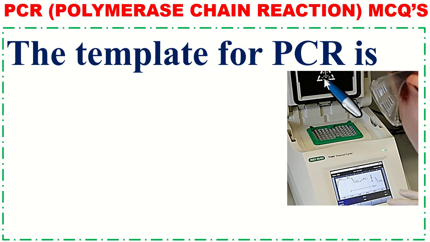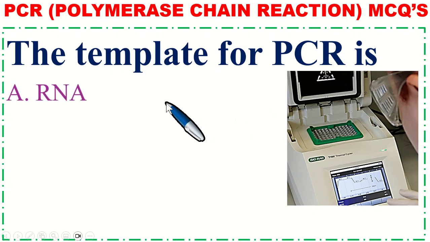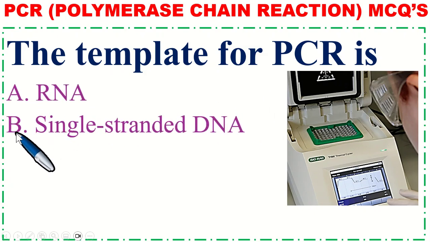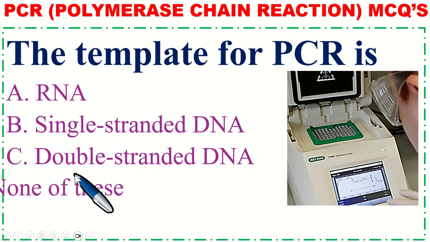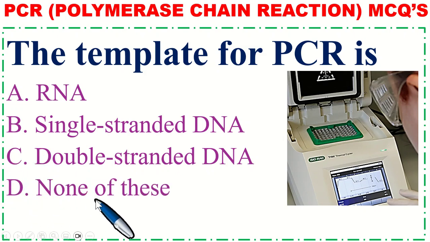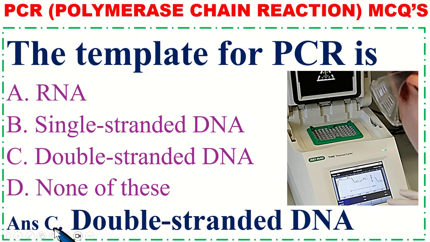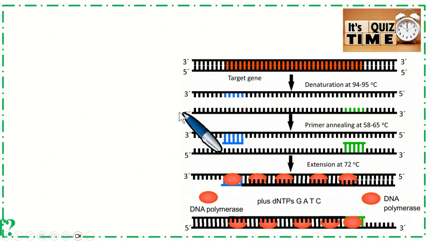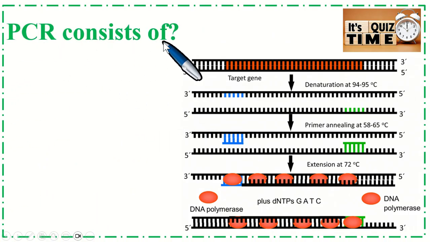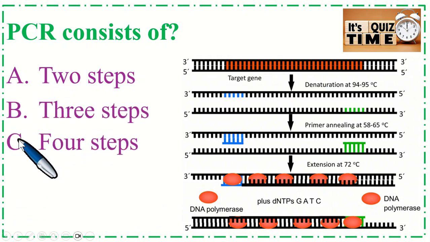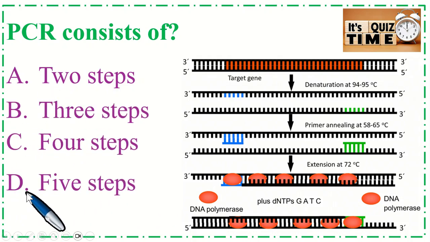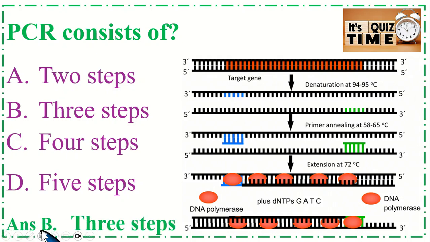The template for PCR is option A RNA, B single stranded DNA, option C double stranded DNA, and option D none of these. So the correct option is C, double stranded DNA. PCR consists of option A 2 steps, B 3 steps, C 4 steps, and option D 5 steps. So the correct option is B, 3 steps.